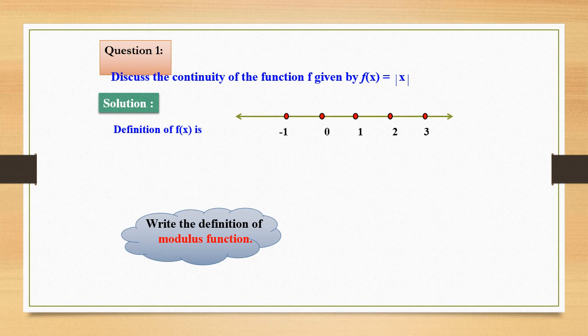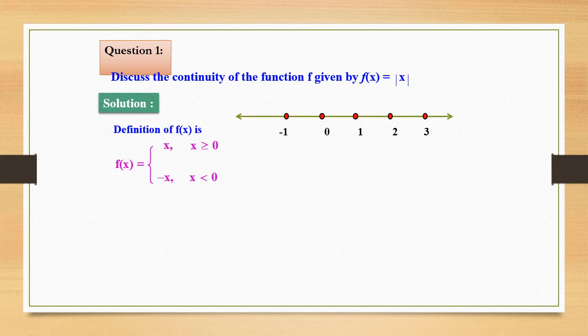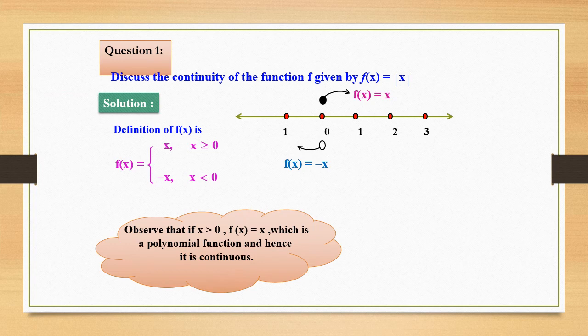So the definition of mod x is: f of x is equal to x when x is greater than or equal to 0, and f of x is equal to minus x if x is less than 0. So f of x is equal to x for all the positive integers including 0, and f of x is equal to minus x for all the negative integers.